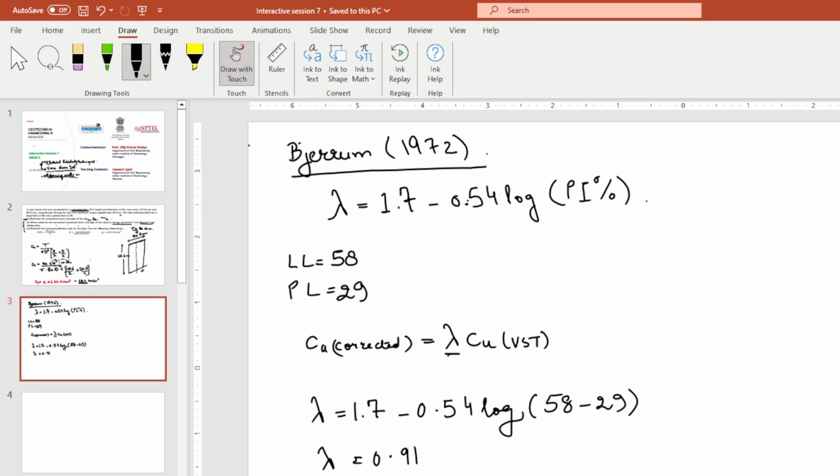You see, it is lower than 1. So we are taking 91% of the CU that we obtained. So CU corrected will be, we are taking 91% of this. 0.91 into what was this, 62.43. How much will that be?